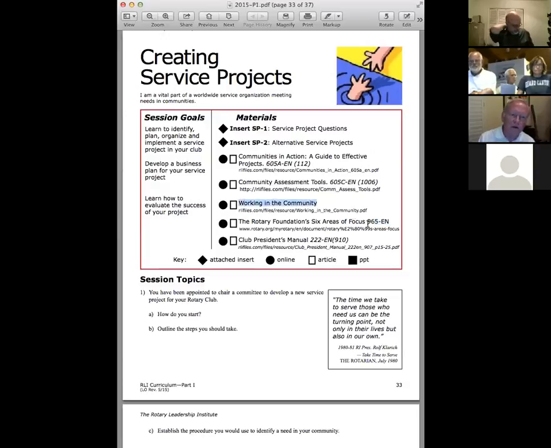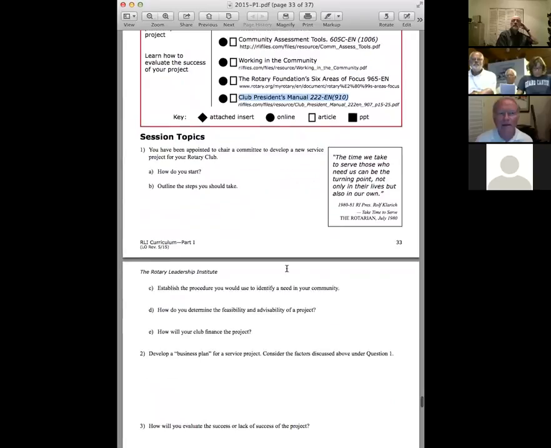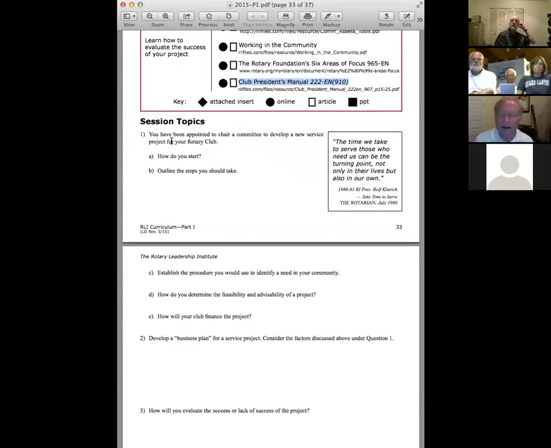This is a fairly short document, somewhat redundant material. The 6 areas of focus are particularly important if you are going to go after a global grant, because those have to follow the 6 areas of focus. And certainly a club president manual includes some information on service projects. So we're going to talk about these items in section 1.